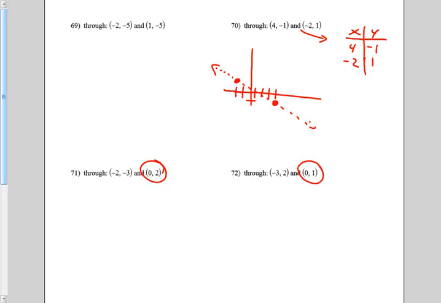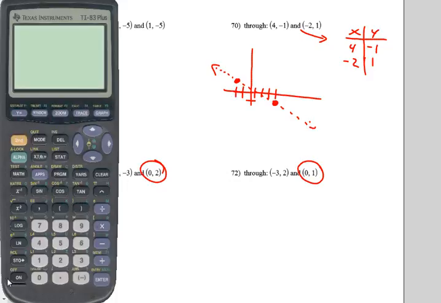Now, we can do the scatter plot, the stat edit, just like we did before. So, stat edit, and again, I'm going to clear out our old problem. 4, -2, -1, 1. Okay. And then we can go to calc, linear regression, and look at that.